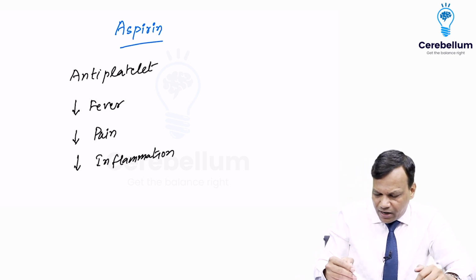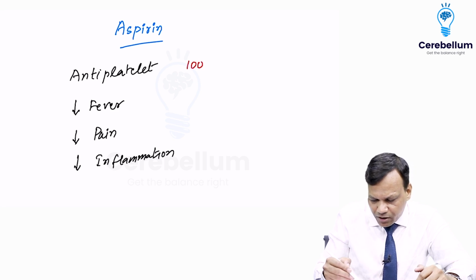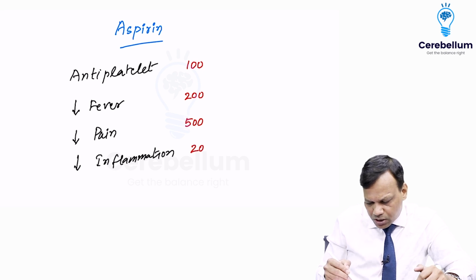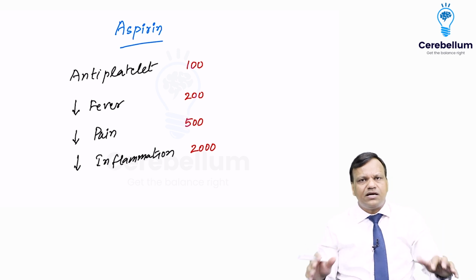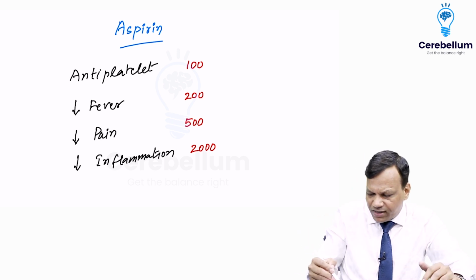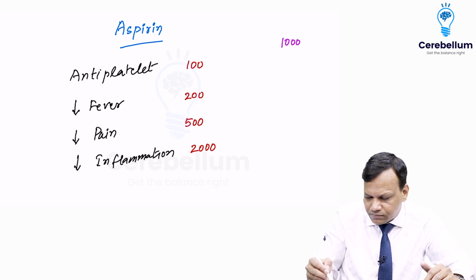Hypothetically, assuming for antiplatelet action we require 100 molecules, for antipyretic action we require 200 molecules, for pain we require 500 molecules, and for inflammation we require 2000 molecules. This is just an example. And for aspirin we have 1000 enzymes in the body.